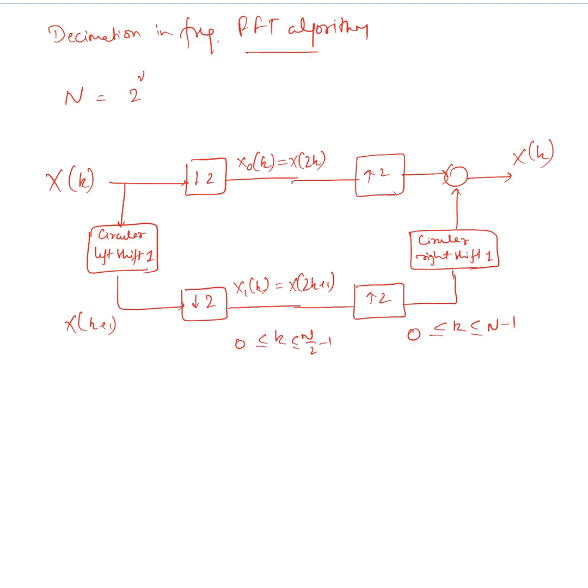If you see the structure of this block diagram, it is almost similar to the block diagram we had seen when we discussed the decimation in time FFT algorithm. So in order to use this block diagram as the basis for computing X of k, we first show that X of 2k and X of 2k plus 1 can be computed from the time domain sequence x of n.